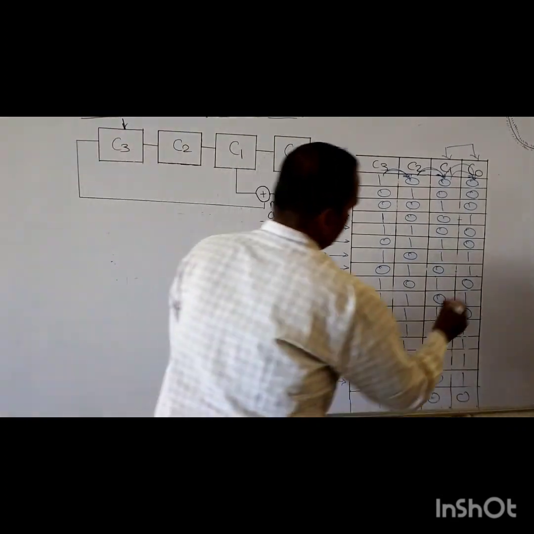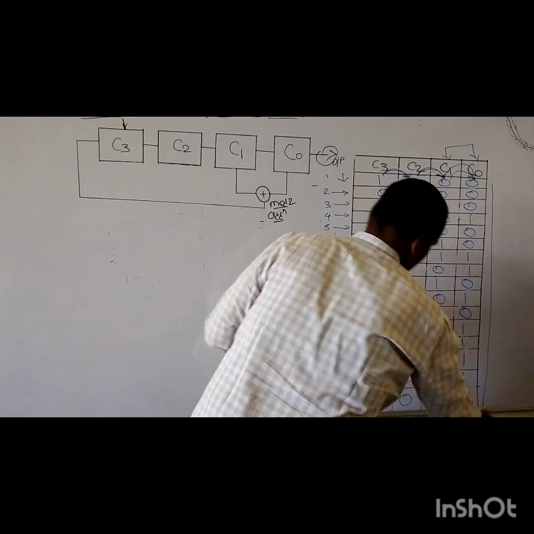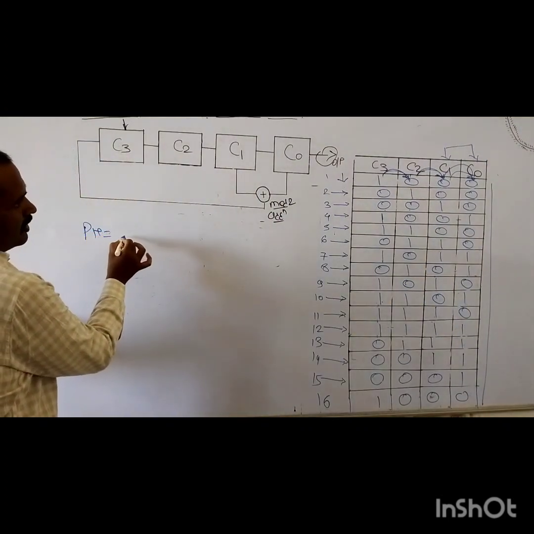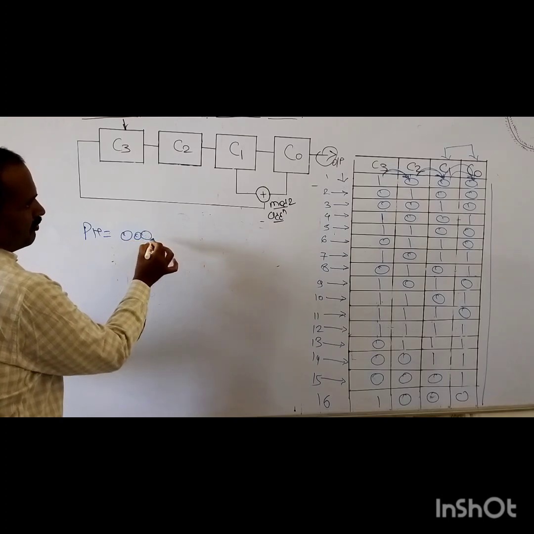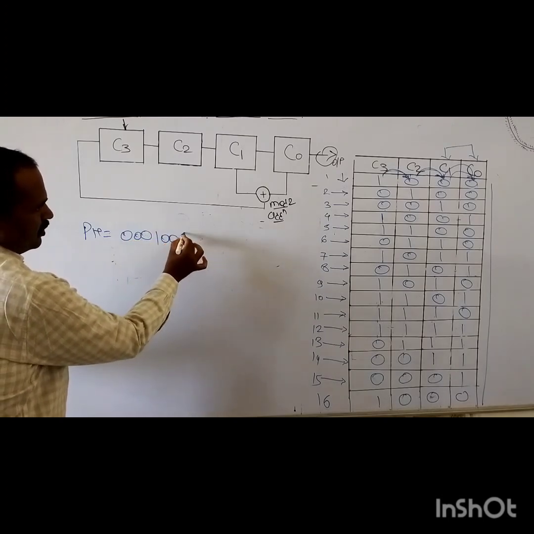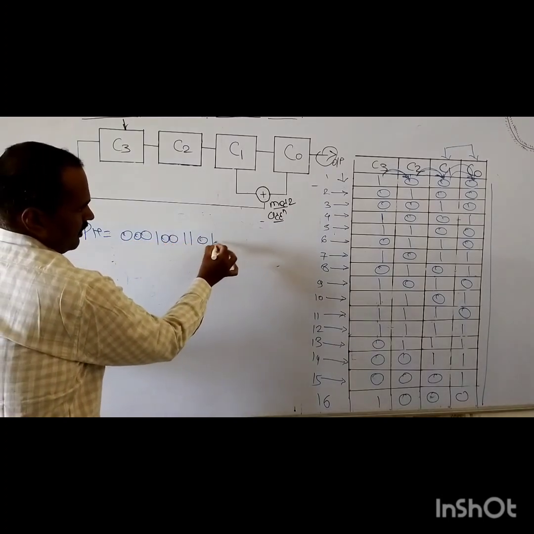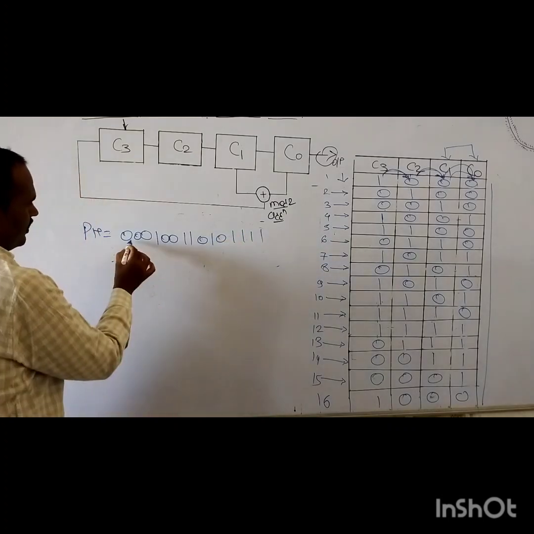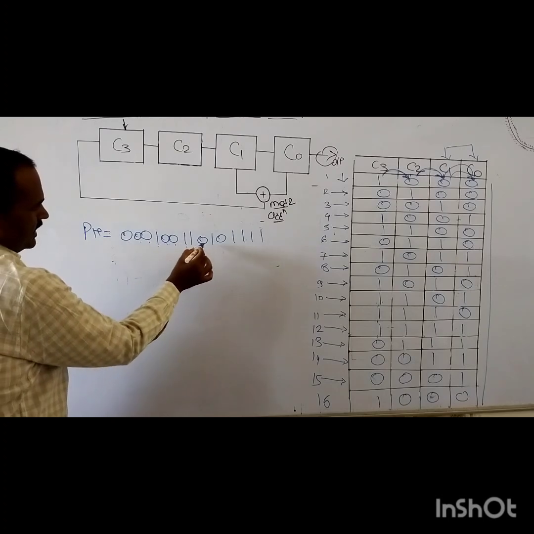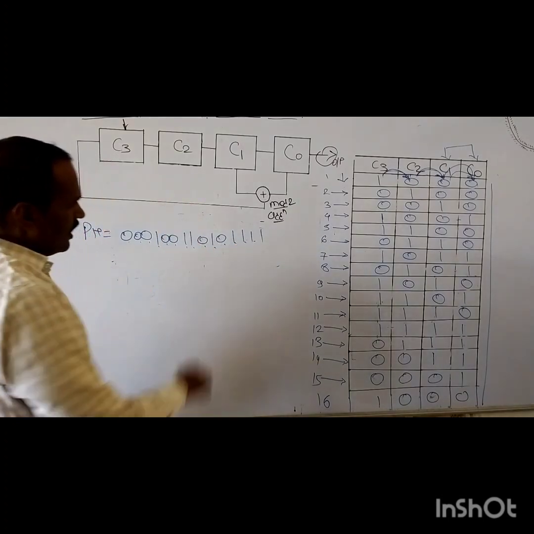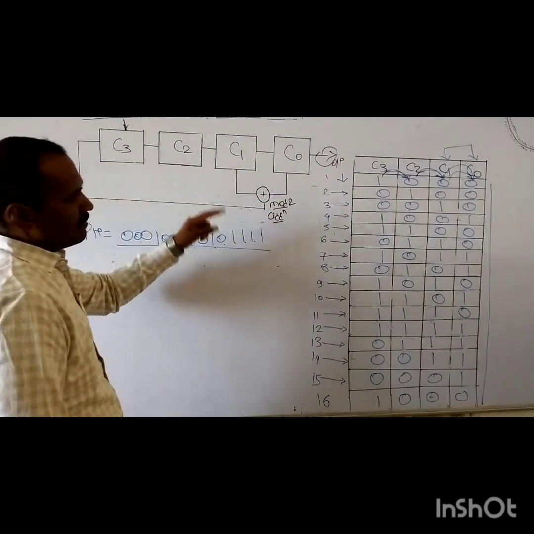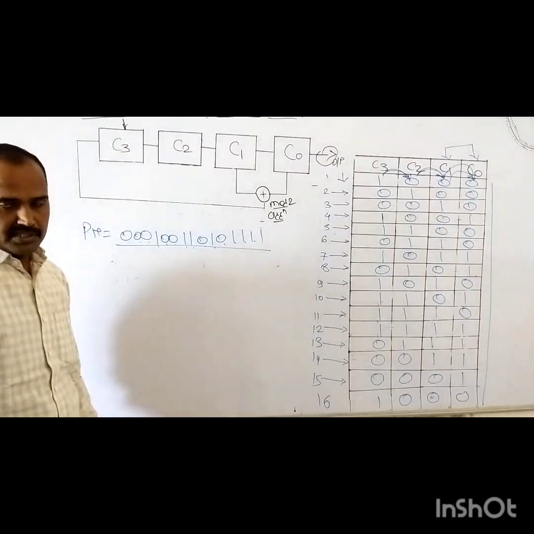If we collect all the bits belonging to this last column, the PN sequence is, here I will write, 3 times 0 followed by 1, 2 times 0, 2 times 1, 0, 1, 0 followed by 4 times 1, right? 1, 2, 3, 4, 5, 6, 7, 8, 9, 10, 11, 12, 13, 14 and 15. So this is the desired PN sequence generated by this linear shift register, right?